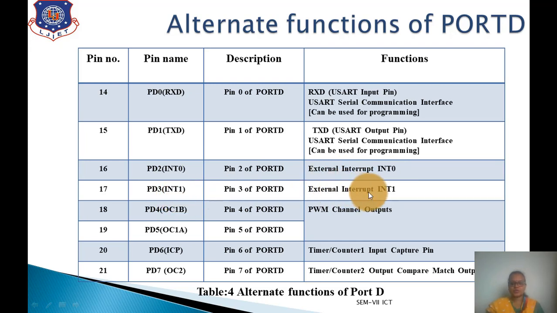So there will be 3 external interrupts, 2 on port D and the first was on port B. Now PD4 and PD5, that is OC1B and OC1A. Timer 1 is a 16-bit register, and we need to access this 16-bit register. Our ATmega32 is 8-bit, so to obtain this 16-bit, we need to break it into 2 data. So OC1B and OC1A are the PWM channel outputs.